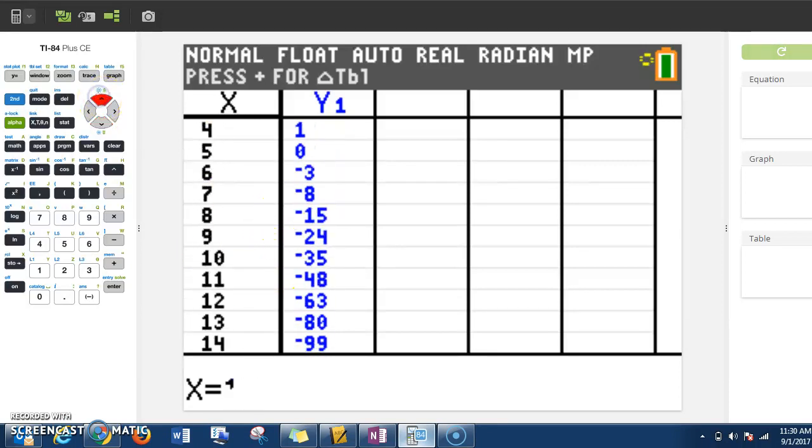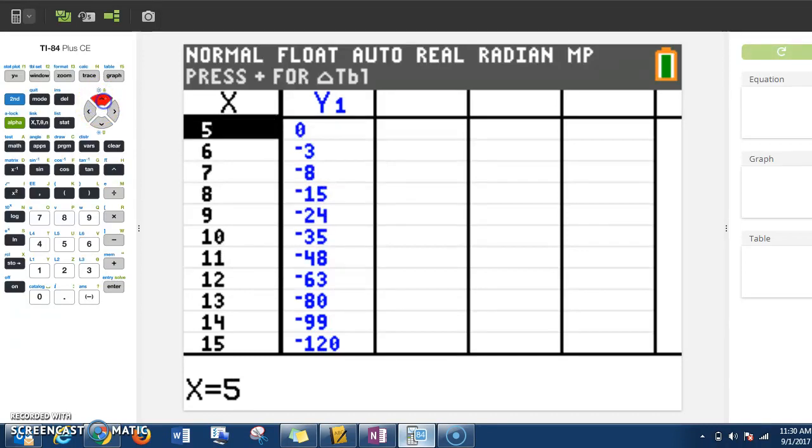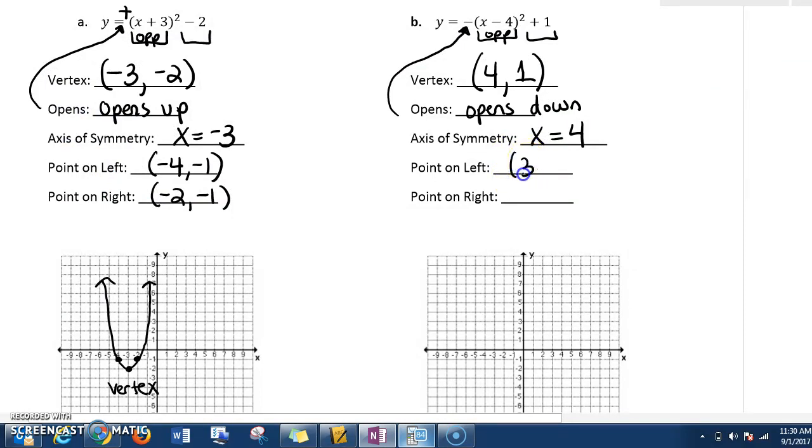Stop! Oh, I went too far. That's what happens sometimes to me. That's okay. I'll just find it again. There we go. One more time. All right, so here's 4, 1. So point to the left would be 3, 0. Point to the right would be 5, 0. So we have left is 3, 0. Right is 5, 0. And then we can plot our points.